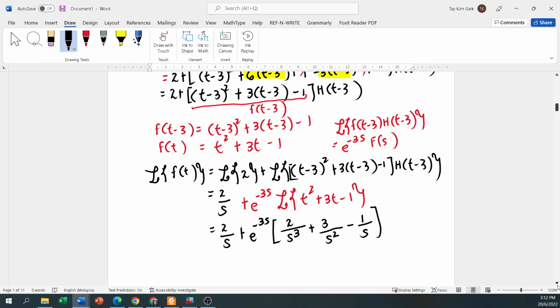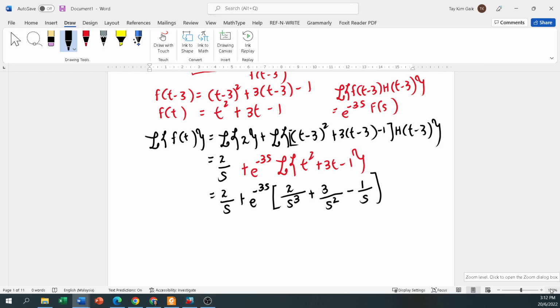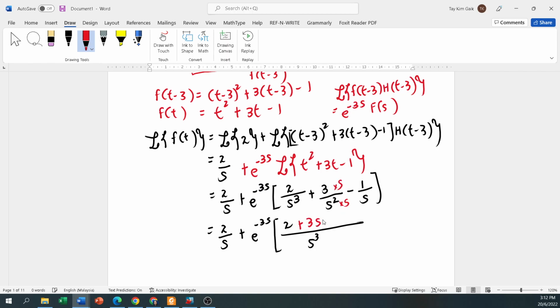Okay, so you may leave it in this form, or if you want, you can collect this term, make everything over s cubed. So this one you got 2. So you want s cubed, this one times s, divided by s times s. So you got plus 3s. This is times s squared over s squared, so minus s squared.